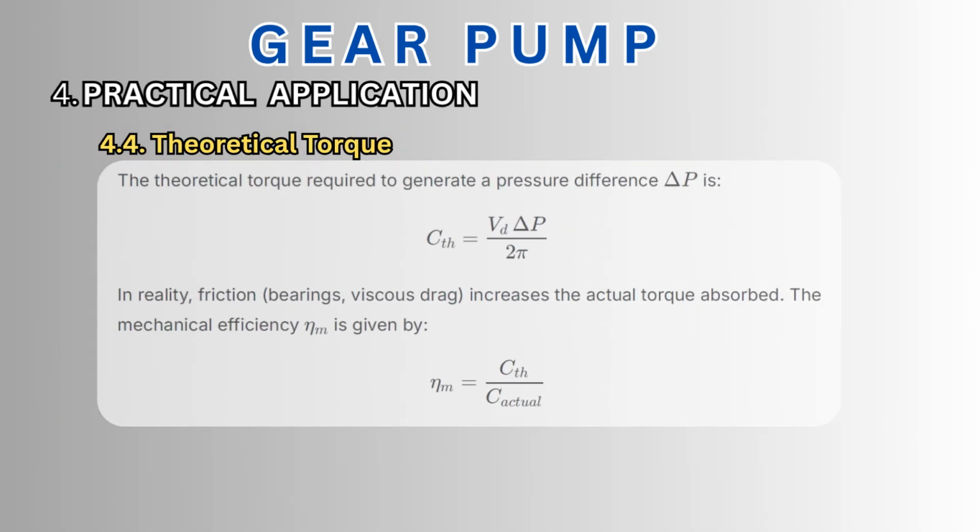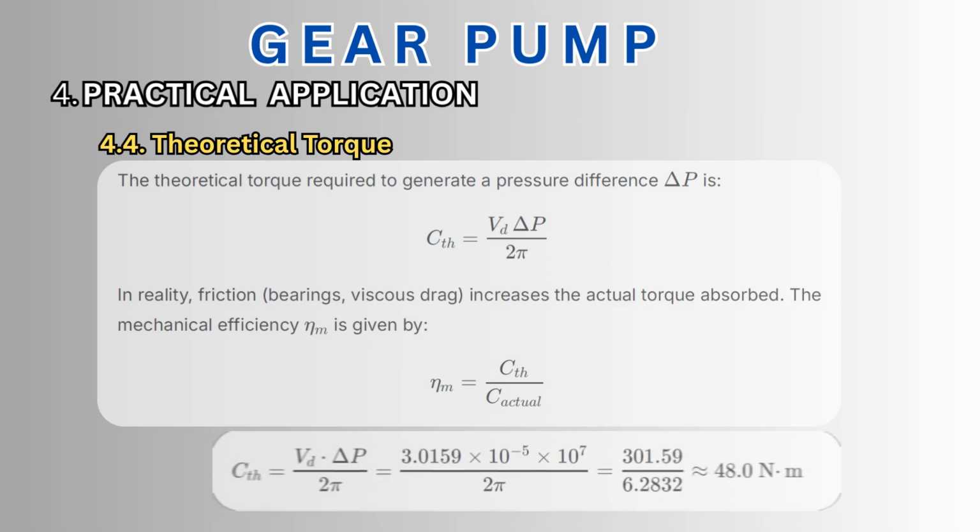Torque is a mechanical parameter used to select the drive motor. Its value is related to the pump's displacement, the pressure difference, and, to be more precise, the mechanical efficiency, which is the ratio between the theoretical and actual torque. In our case, the torque is 48 Newton meters.